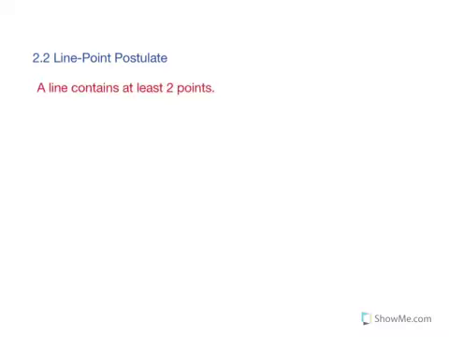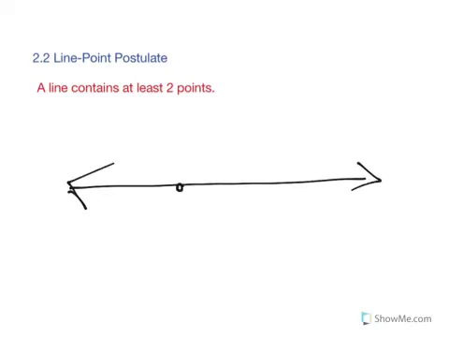That brings us to postulate number 2.2, the line point postulate. And this states that a line contains at least 2 points. And what this means is if we draw a line, we know we have to have at least 2 points on our line in order to draw it. Okay, so it's pretty much the same picture as postulate 2.1.